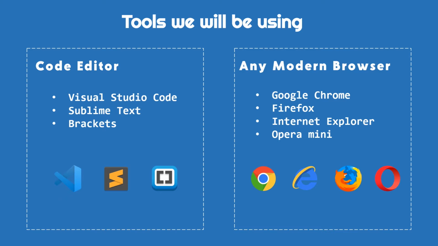The code editor I'll be using here will be Visual Studio Code, though you can also use any code editor of your choice like Sublime Text, Notepad++, Brackets, Notepad, Atom, any code editor of your choice. And Google Chrome will also be my go-to browser throughout the course. So without wasting much time, let's download, install, and configure our tools.